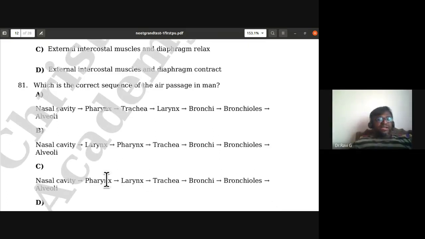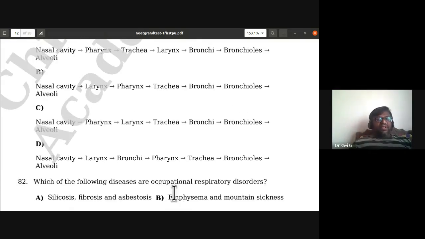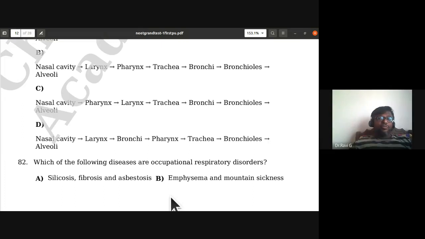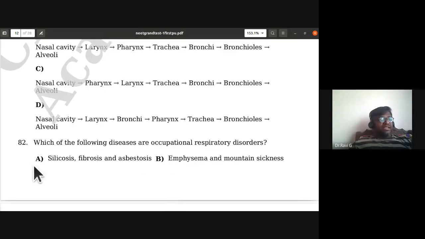Okay, so the correct choice of sequence of air passage in man is C. Which of the following diseases are occupational respiratory disorders? Okay, so 82nd, the A is the correct one.